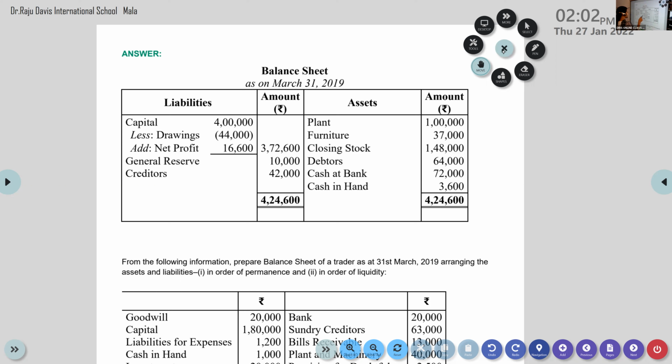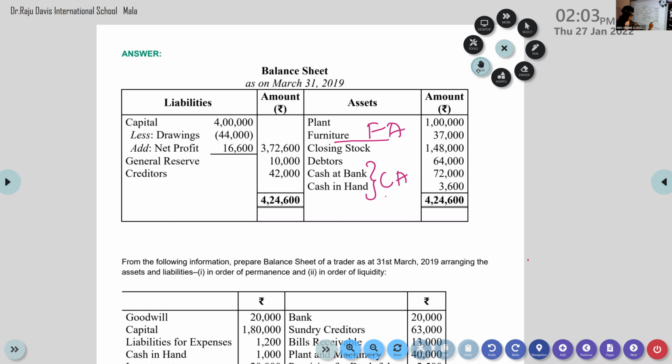See what has come first? It is the plant. Plant and machinery, furniture. They are the fixed assets. So fixed assets are written first. Then comes current assets. So this is order of permanence. And coming to liabilities also, fixed liabilities or long-term liabilities, or you can say non-current liabilities, they are written first and then the current liabilities, short-term liabilities. Now, if it was in the order of liquidity, then you have to write the current assets first. Then the fixed assets.